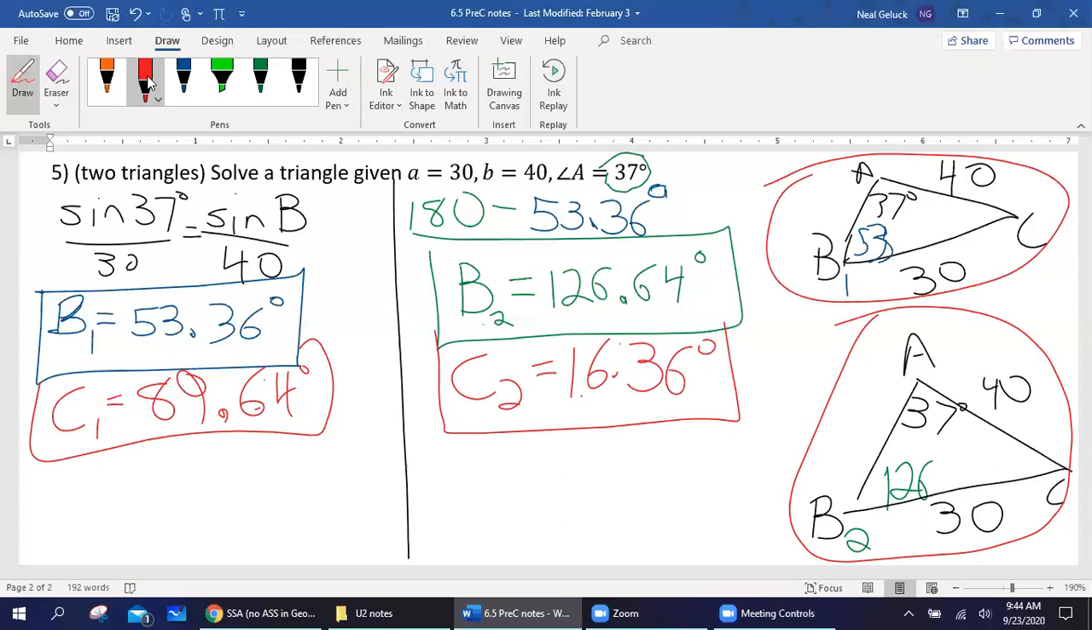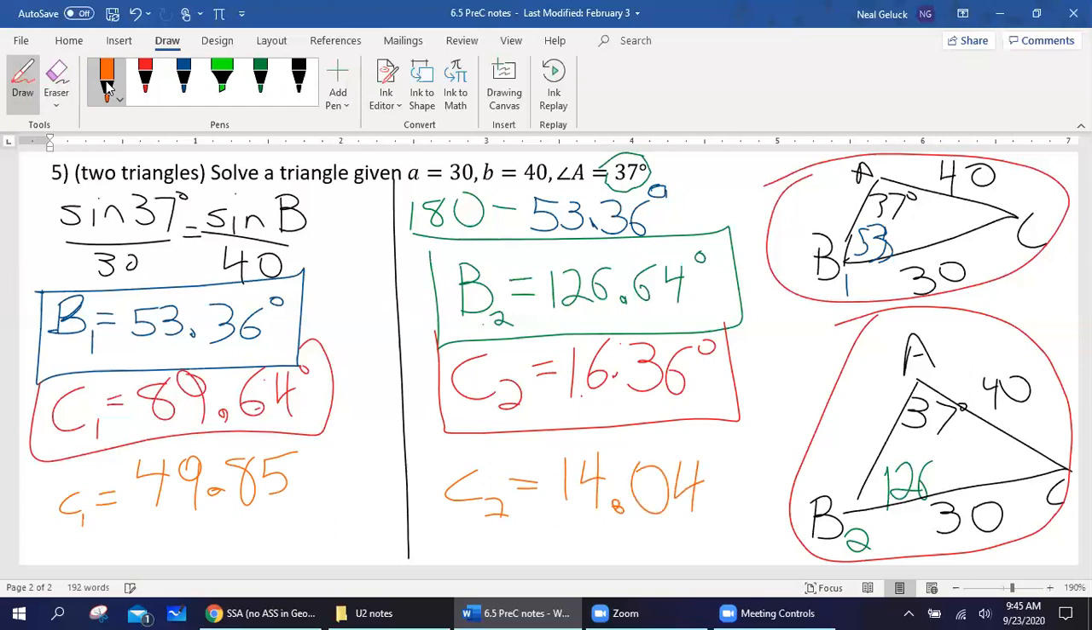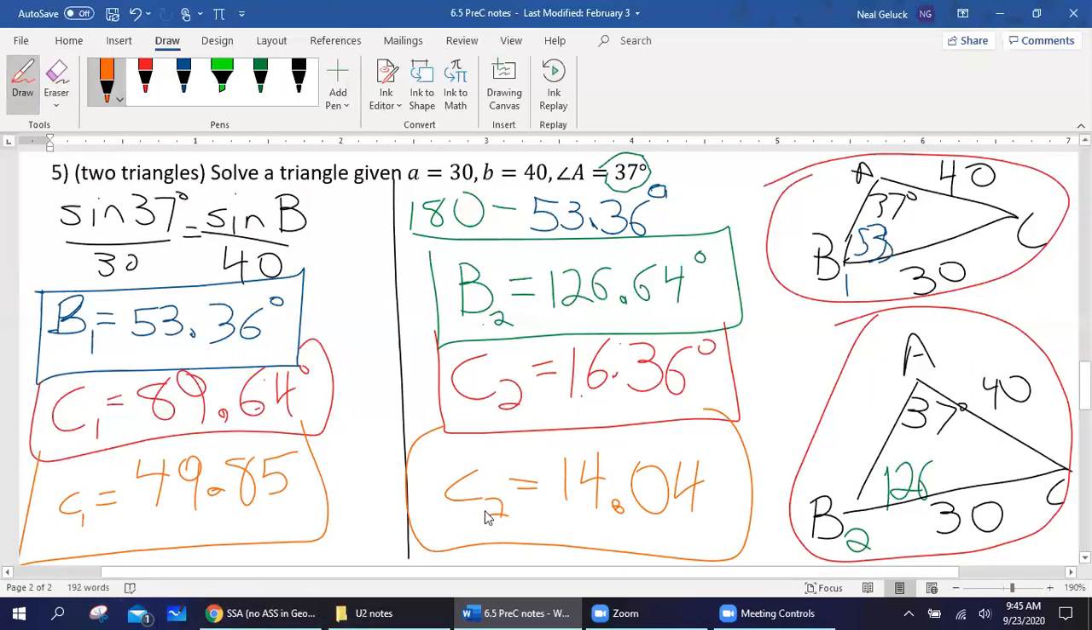And then you'd still have to find side C on both of those. So you get to set up another law of sines and solve for your side C on both, which I'm not going to set up. We've done it several times. But on the first triangle, side C is 49.85. And on the second one, side C is 14.04. So fun. You get to do it twice over. I believe there's one problem on your homework where you're going to have to do that. So that one's going to take a little while. It's a lot of button mashing on the calculator.